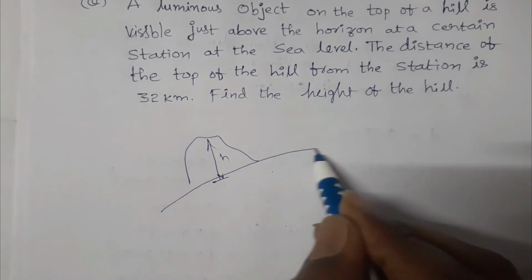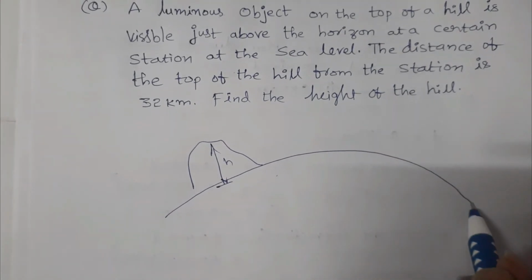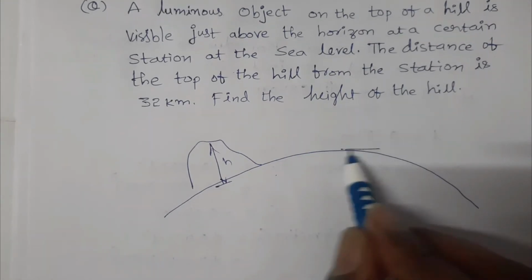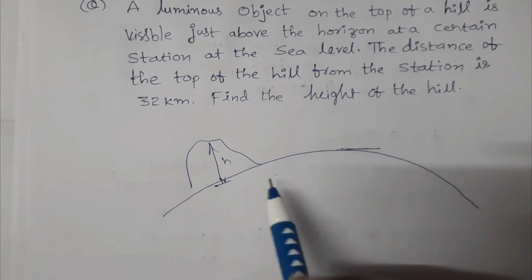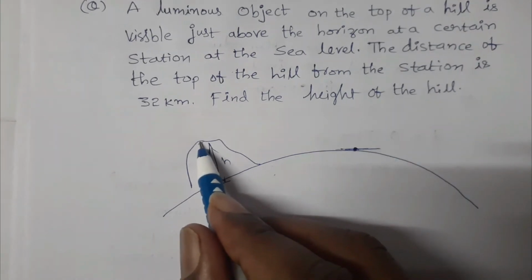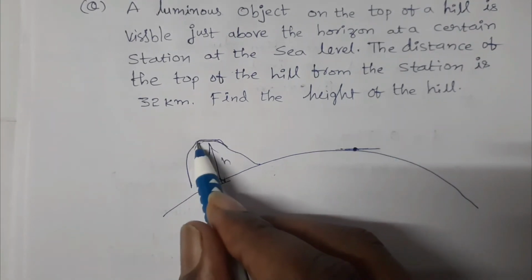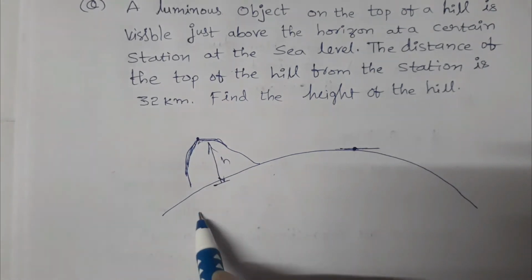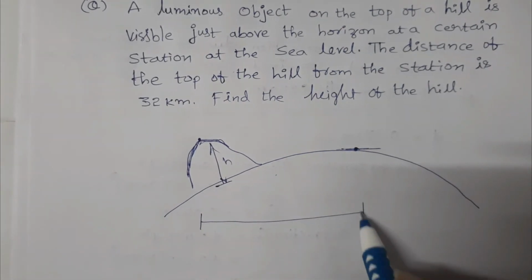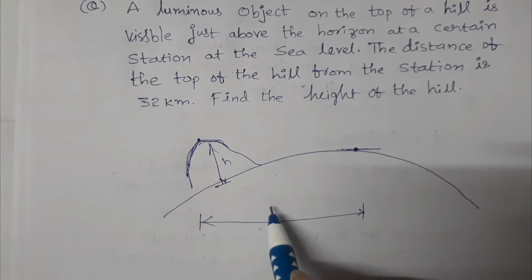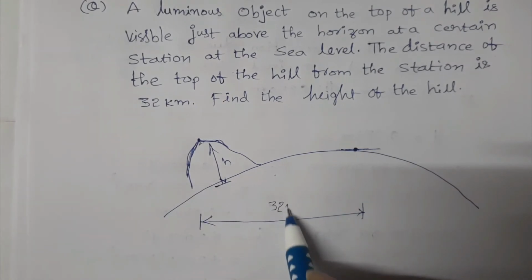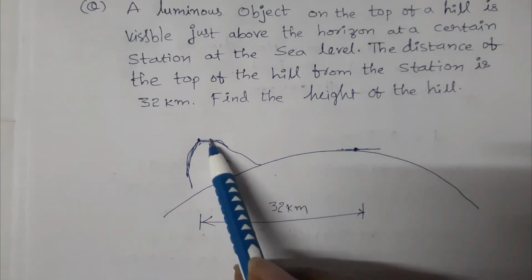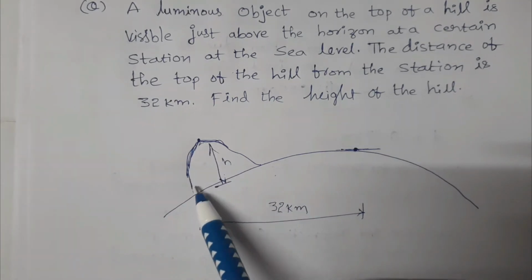It may be the height of the hill. So we know the curvature of the earth surface. See, this is station, sea station. This may be the top of the hill. From here to here, the distance is 32 kilometers. We have to find out the height of this hill.